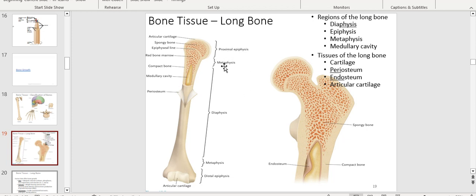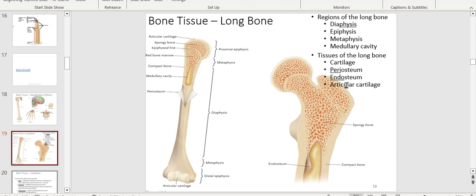You have the metaphysis, which is in between the diaphysis and the epiphysis. This is where all the growth happens, and inside there you have the medullary cavity. That's where the blood is made, and you see there's yellow bone marrow as opposed to red bone marrow. Red bone marrow would come from a younger individual. An old guy like myself would have lots of yellow bone marrow.